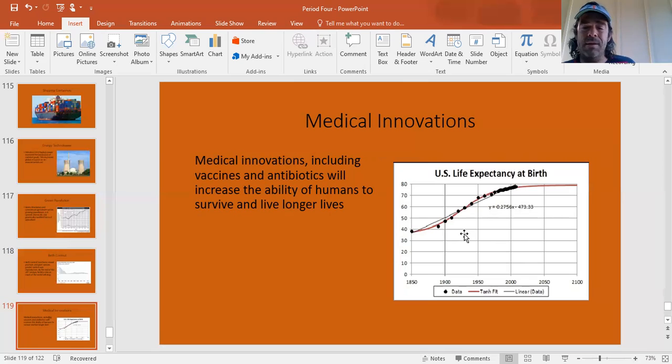But as time goes on, one of the things about the 20th century is new medical innovations, such as vaccines and antibiotics. Things that we don't even think about today used to kill people by the thousands 100 years ago. Vaccinations, antibiotics, improved medical technologies like the artificial heart are allowing people to live much, much longer.